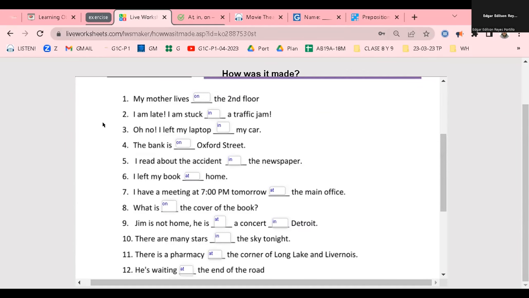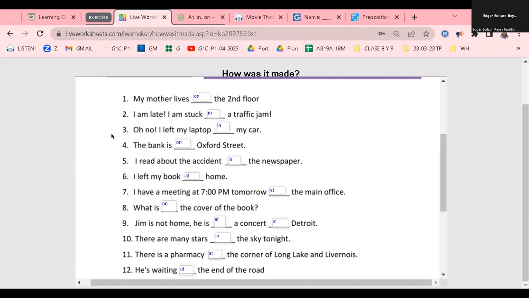I am late. How do you say this? Stuck. Okay. I am late. I am stuck in a traffic jam. Okay. The traffic jam is un embotellamiento, right? The traffic jam. Okay. Un embotellamiento. Ok, el tráfico.